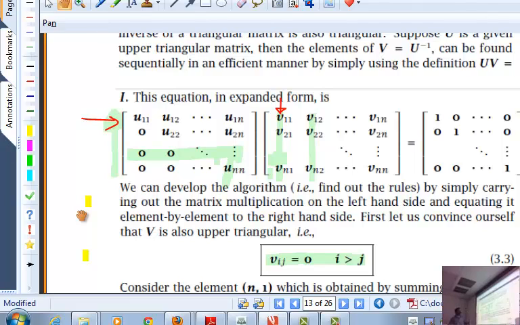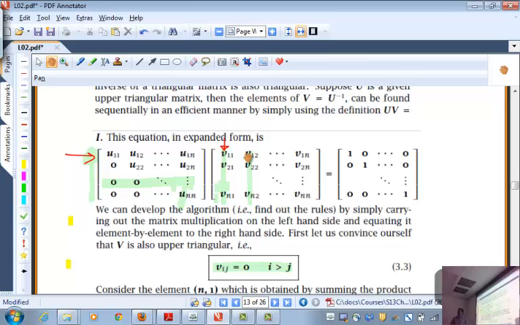So if you take, for example, the first row with the second column, we'll have U11 V12 plus U12 V22. That's it. Everything else will be 0. And in that one you will have only V12 as unknown because V11 we already found out. So just scan across that and write down an equation and extract the unknown to the left hand side from each one.